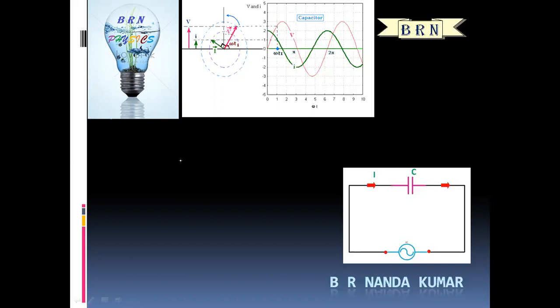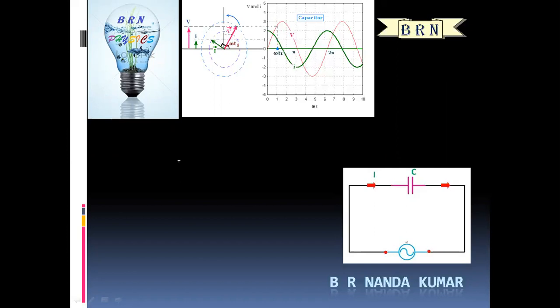Power loss is maximum, that is the product of RMS value of voltage and RMS value of current. The average power over one complete cycle in a purely resistive circuit is exactly equal to the product of RMS value of voltage and RMS value of current.